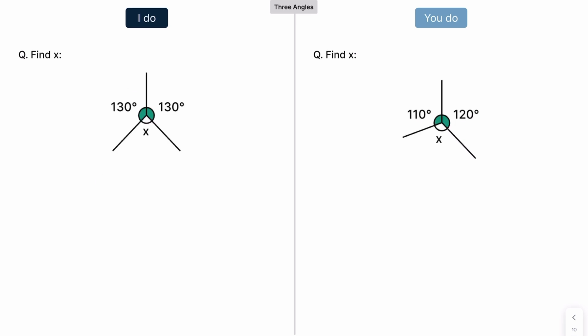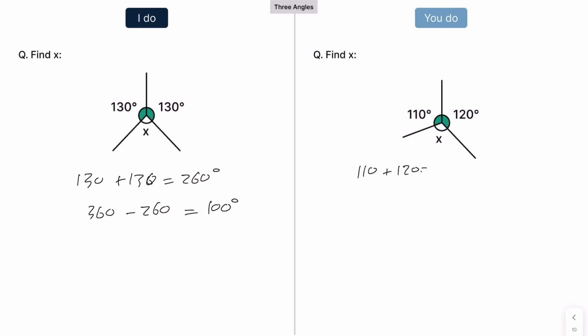So moving on. Now we've got 3 angles, but again, it's the exact same concept. We've still got a point in the center. Angles around this point still add up to 360. So we are first going to add the 2 angles up. So that's going to be 130 plus 130, which is going to be 260 degrees. And now in order to find x, we're just going to take that away from 360. And that gives us x as 100 degrees. Again, press pause and have a go at the example on the right.